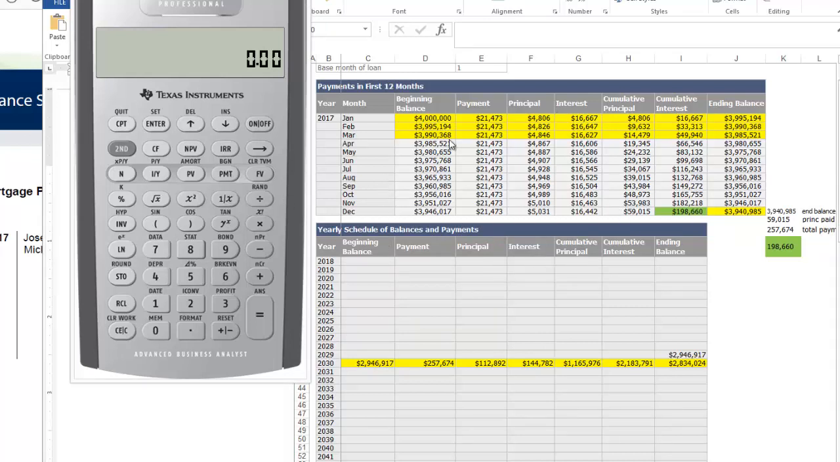So I just wanted to make this brief video to show again how you would calculate your monthly payment, as well as how to use that monthly payment information to compute the outstanding mortgage balance. Hope this has been helpful.